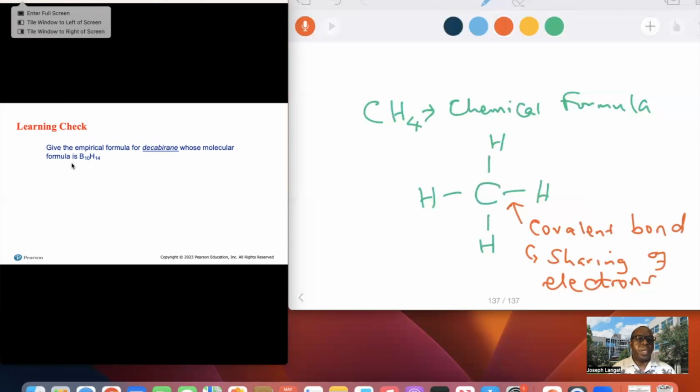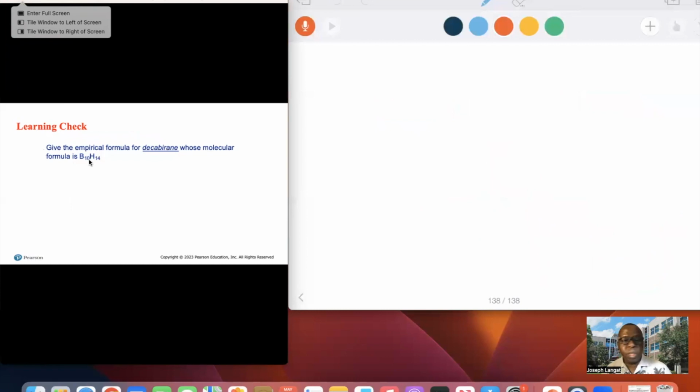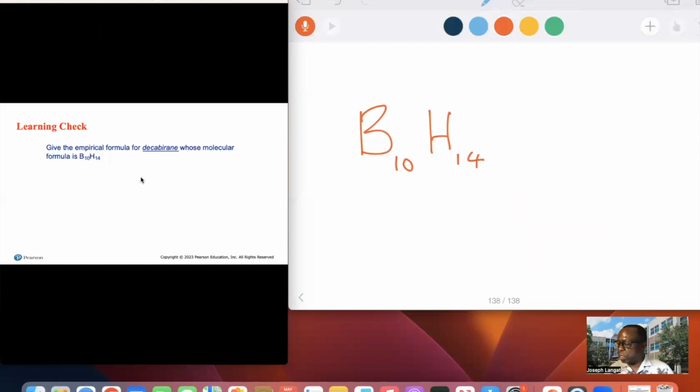What is the empirical formula for decaphosphorus? This should have been P10H14, I believe, but nevertheless, we have been given the formula. If you can see, there is 10 phosphorus here, and then hydrogen, we have 14. You have to use the simplest ratio here.